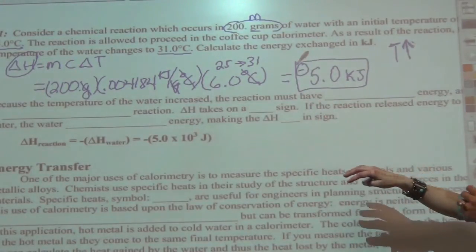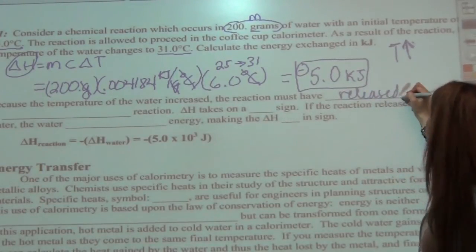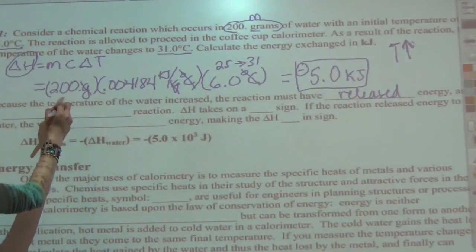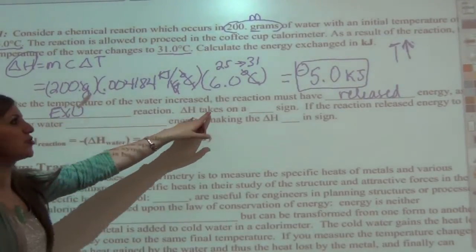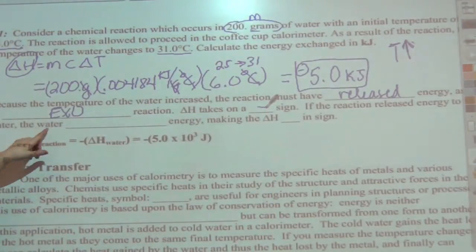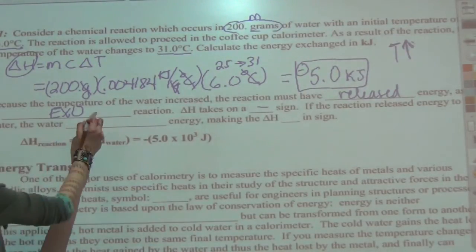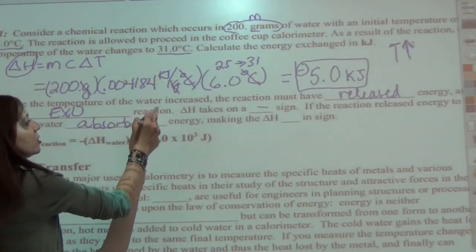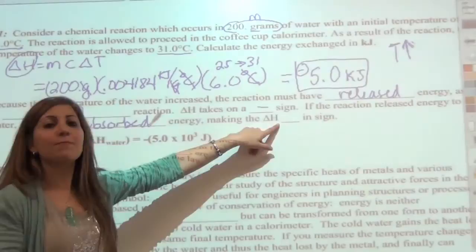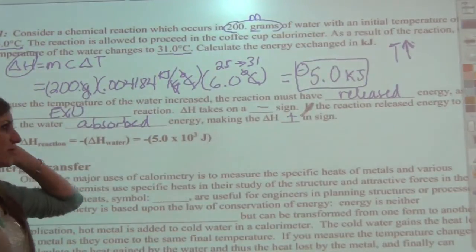And this just explains that. It says because the temperature of the water increased, the reaction must have released energy, just like we said. So what would you call that type of reaction then? Exo. Awesome. So delta H then would be negative. If the reaction released energy to the water, then the water must have done what? Absorbed it. Awesome. The water absorbed the energy. So I want you to understand that if one of them is negative, then the other one must be positive. And then this just shows it in joules as negative 5.0 times 10 to the third.